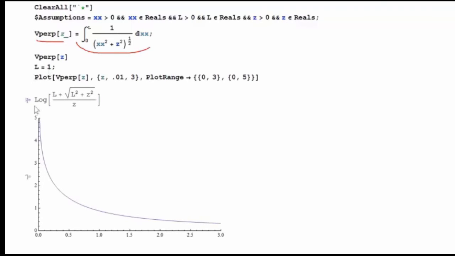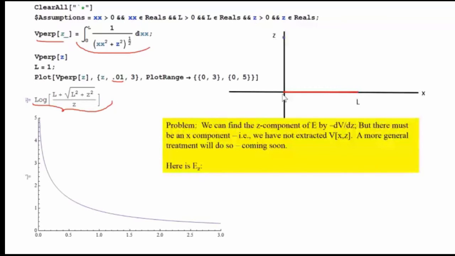Let's plot it. Oh yeah, this is the integral. This is the answer. So you have log L plus the square root of this quantity over z. Because z can go to 0, we let this go to 0, so we plot this very close to 0. What we find, of course, is that it has the same type of behavior. It falls with increasing z, and has a little bit more complicated behavior as a function of z. That's the potential.